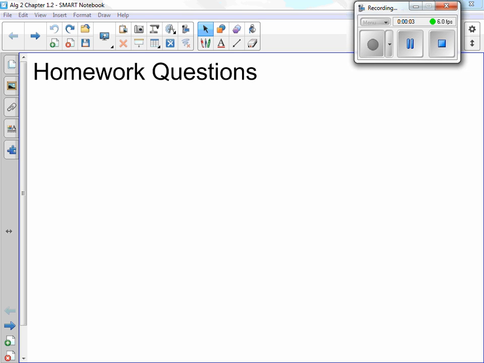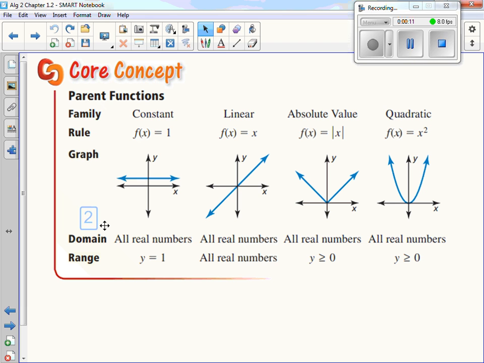All right, guys, so what we're doing today is we're finishing up chapter 1.2, our transformations and these parent functions. Now, we went over this yesterday. We have four basic parent functions. We have a constant function, and a constant function is just going to be a number, like 1, 2, 7. It's just a number, and it would be a straight line.